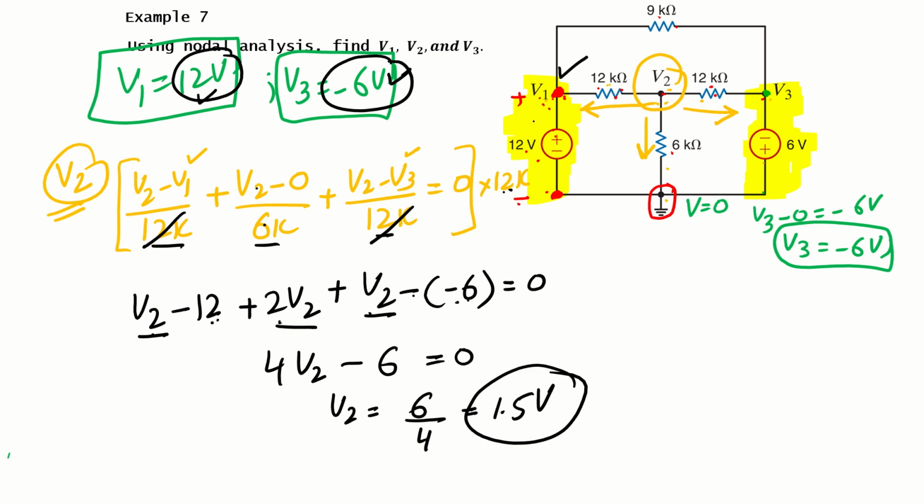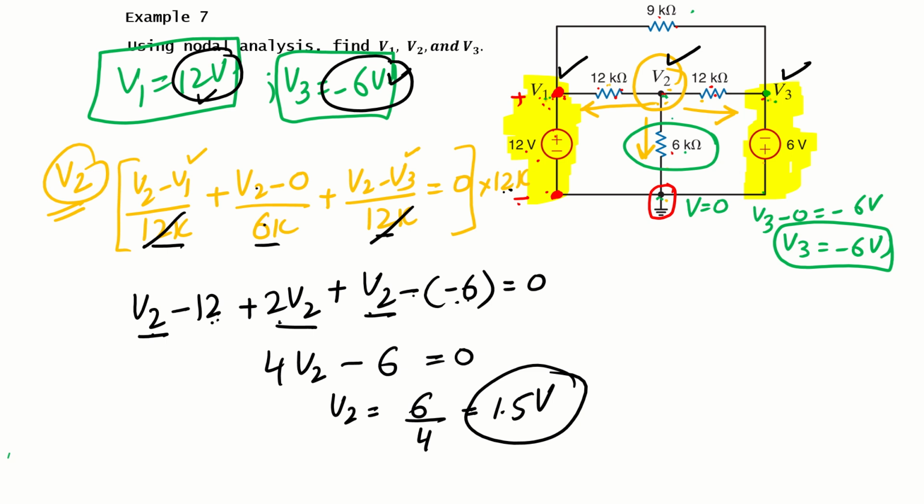So I have got all the voltages. I have got V1, 12 volt, I have got V2 which comes out to be 1.5 volt, and I have got V3 that comes out to be minus 6 volt. Once we know the nodal voltages, we can find anything else, whatever required. If we want to find the current through, for example, 6 kilo ohm, that will be V2 minus 0, 1.5 minus 0 divided by 6K. If you want to find the current through 9 kilo, that will be V1 minus V3 divided by 9 kilo. So V1 is basically 12, 12 minus minus 6 divided by 9K.